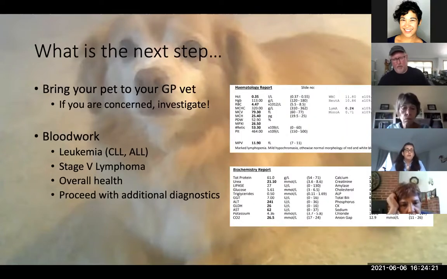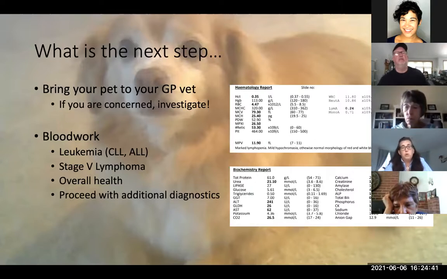So what's your next step? You have some concerns that your pet has something going on and that it may be cancer. We need to start investigating. A lot of people will come to an oncologist and say, I was concerned, and we did blood work and the blood work was fine. Well, blood work can actually be quite deceiving.